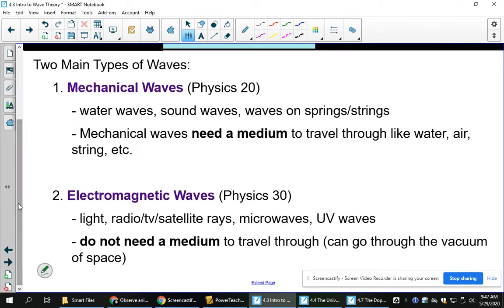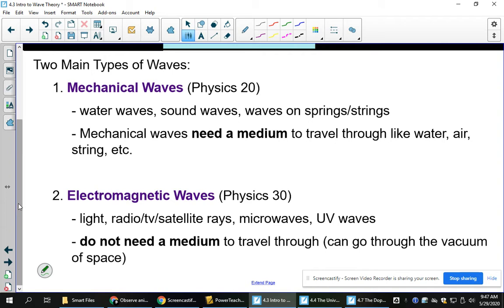Two main types. We've got mechanical waves. That's what we study in Physics 20. So anything like a water wave, a sound wave, a wave through a slinky or a string or a spring. And they need some kind of medium to travel through. Like waves in the ocean travel through water. Sound waves travel through air. If I'm using the ropes at the gym, it travels through the string or the rope itself.